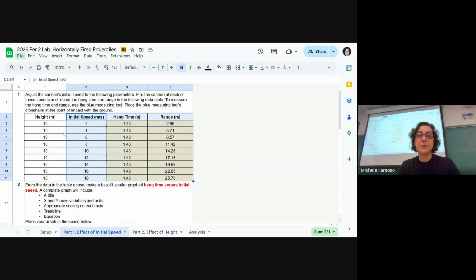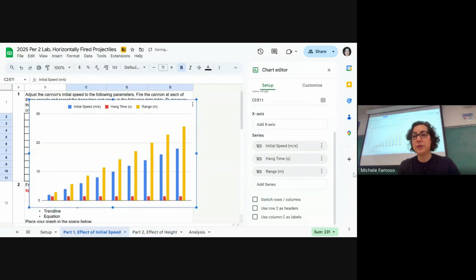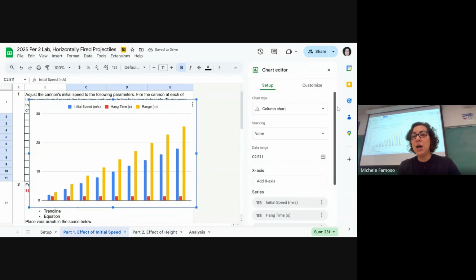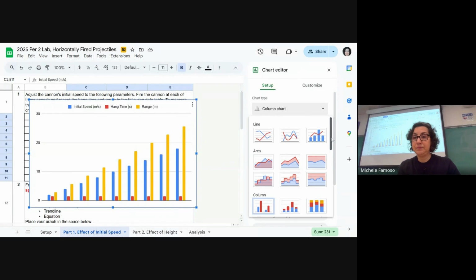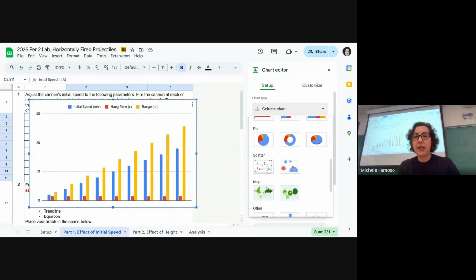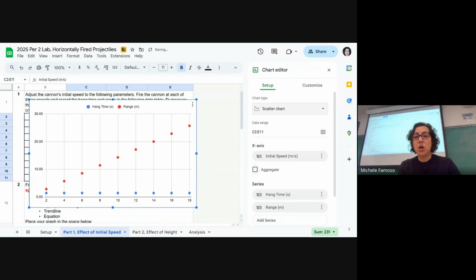Okay, go to insert chart. And I'll show you how to customize this because again, it's not what we want. Under setup, change the chart type to scatter. The one on the left. Notice that right now we have a legend with both the hang time and the range given to us. We don't care about the hang time on this graph. So let me show you how to fix that.